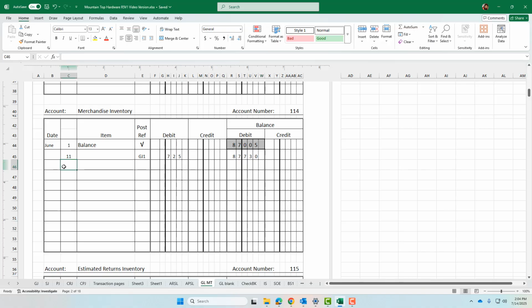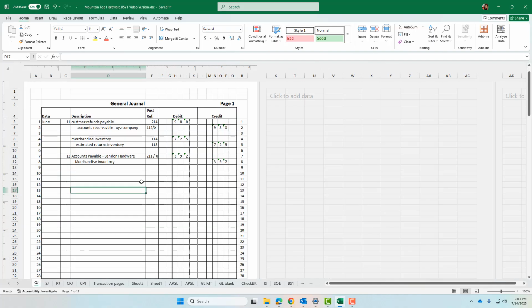And we'll go on the 12th. And this will be a credit of $392. And that will make our balance $87,730 minus $392, or $87,338. And then finally our posting reference for this is 114. So we put 114 here.